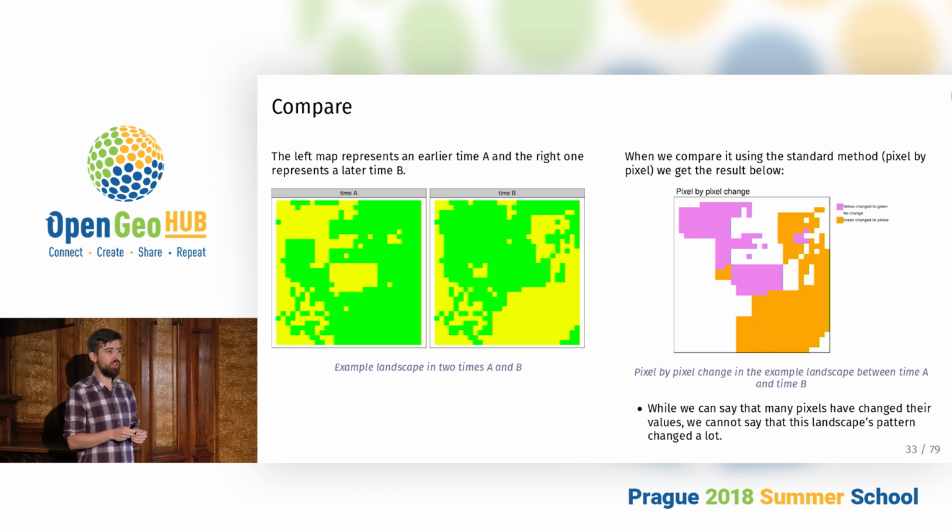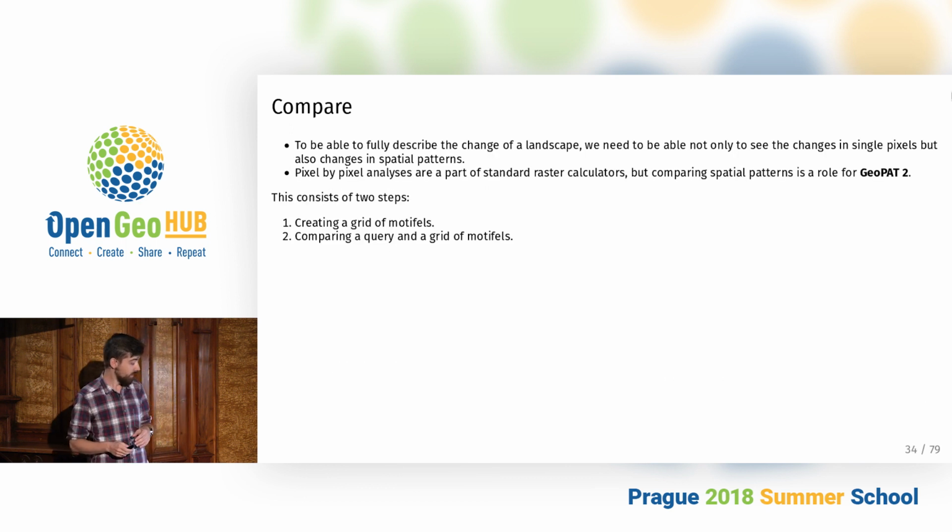So our idea is that pixel-based analysis is good for many, many applications, but not for all of them. And we try to fill that hole and try to give you a tool to do that. And this is probably the simplest module. So you are just doing two steps. Creating representation for the first time slice and for the second time slice, and you are comparing both.